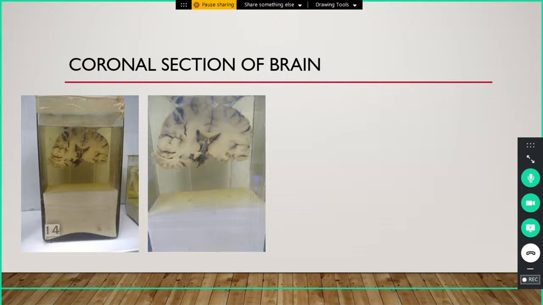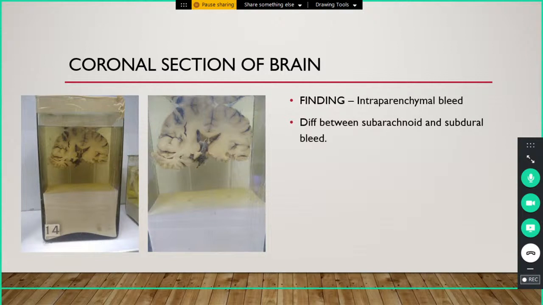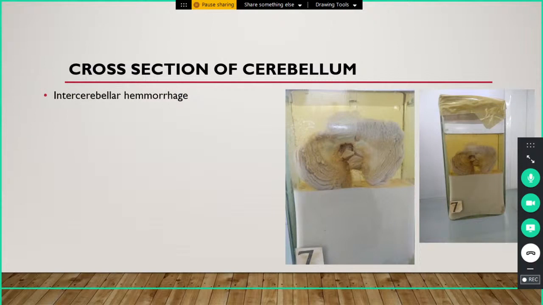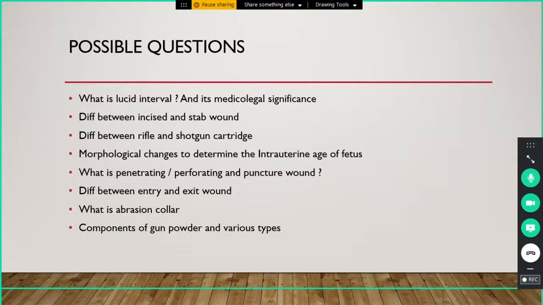This is the coronal section of brain showing the intraparenchymal bleed. The above questions can be asked. What is the difference between subarachnoid and subdural bleed? This is cross section of cerebellum showing intercerebellar hemorrhage. The hemorrhage is not very well appreciated, but the yellow part, if you can make out, is the intercerebellar hemorrhage.